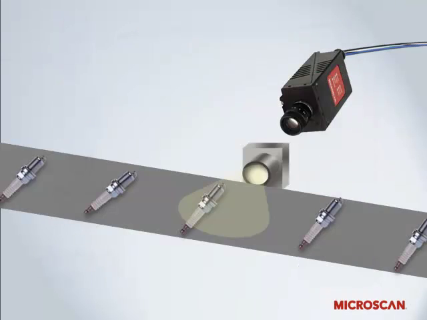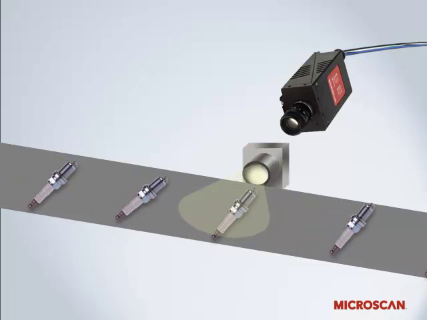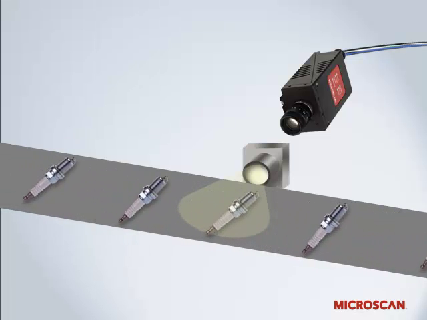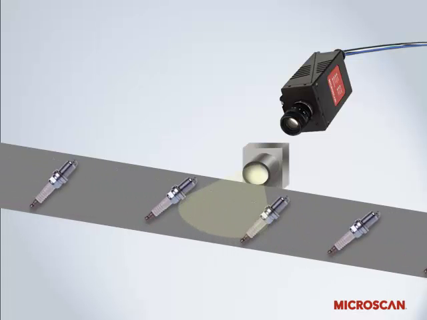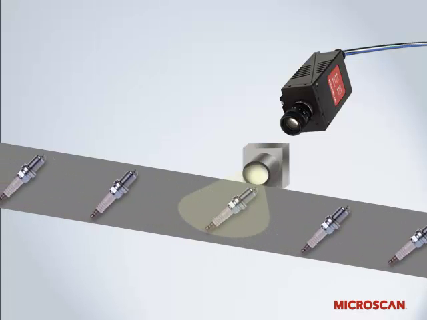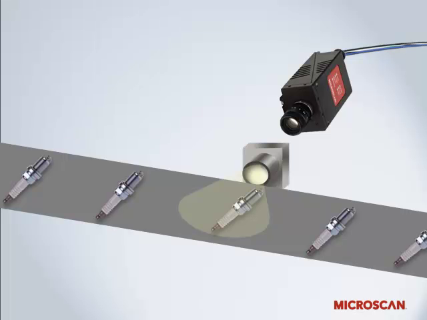Before we take a closer look at each one of these components, it's important to note that the part itself is a consideration. How will the part be presented to the vision system? Part placement and orientation should be consistent and repeatable to achieve the best possible results.